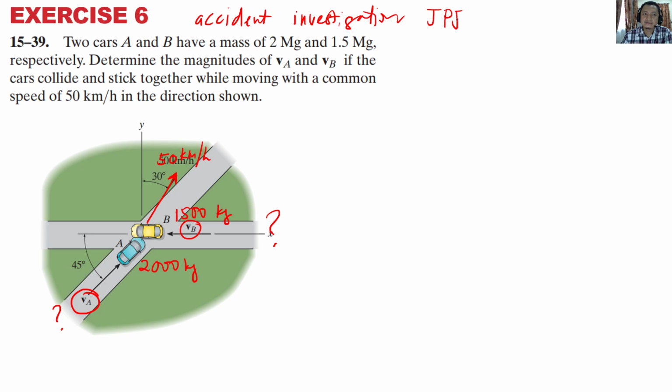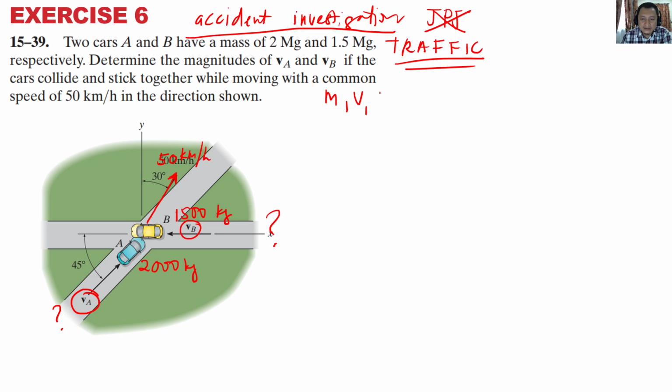Is it JPJ? No, it's a traffic investigator. You want to know which car is going faster, which car is going slower. But they found out the carnage after the accident is this much. So what to do? You can use momentum: M1 V1 plus M2 V2 equals M1 plus M2 V3.